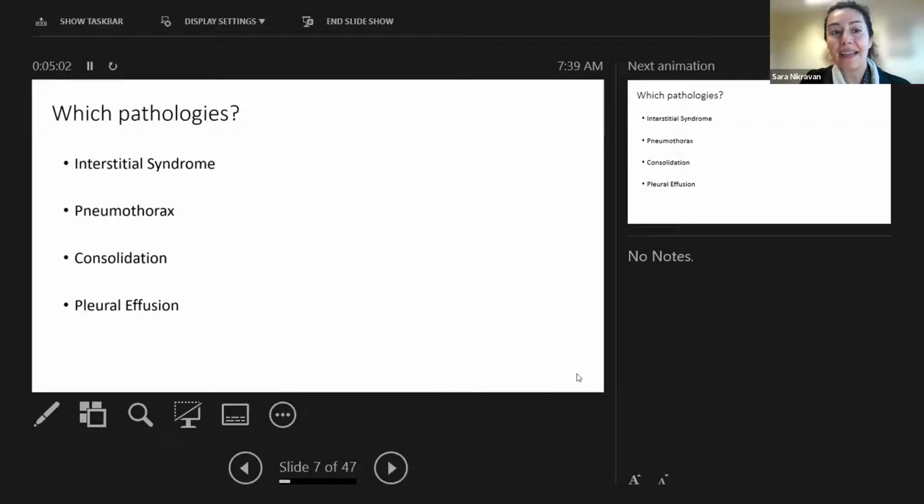All of these things can basically fall into this interstitial syndrome pathology. And if we were going to talk about this, this would be the whole talk today. It's a huge bucket, so I'm not going to focus on that as much. What I'm going to focus on is the evaluation of pneumothorax, consolidations, and pleural effusions.